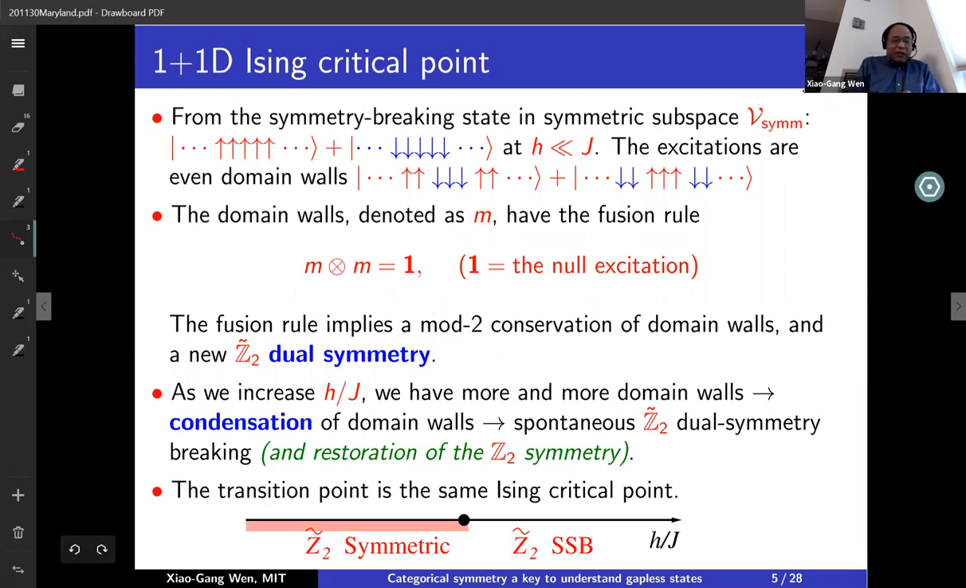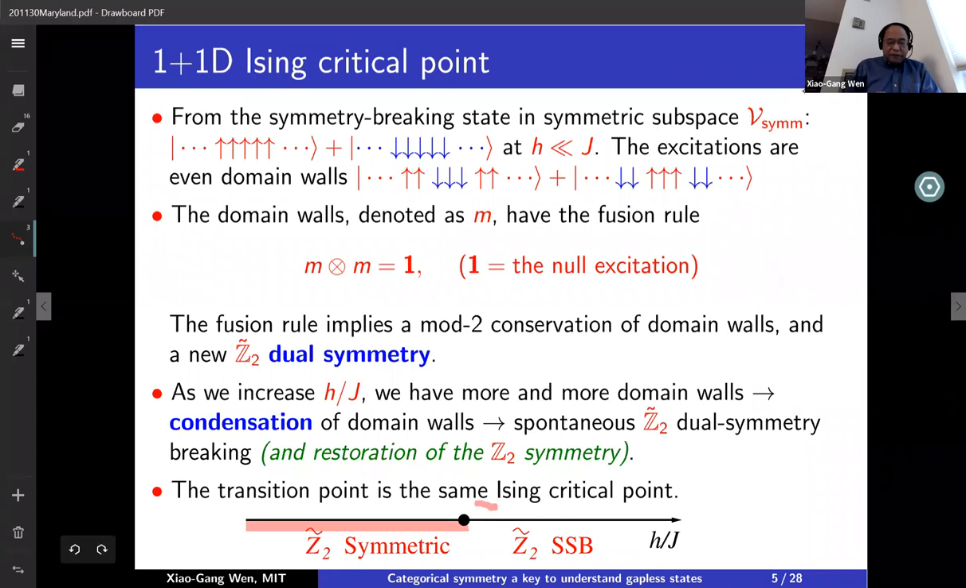And there's a Z2 symmetry. But this Z2 symmetry is a different Z2 symmetry, because this is associated with the domain wall conservation. So this is a new Z2 symmetry, called the dual symmetry. That's one of the major players in this talk. Therefore, we can also view the model from this dual picture.